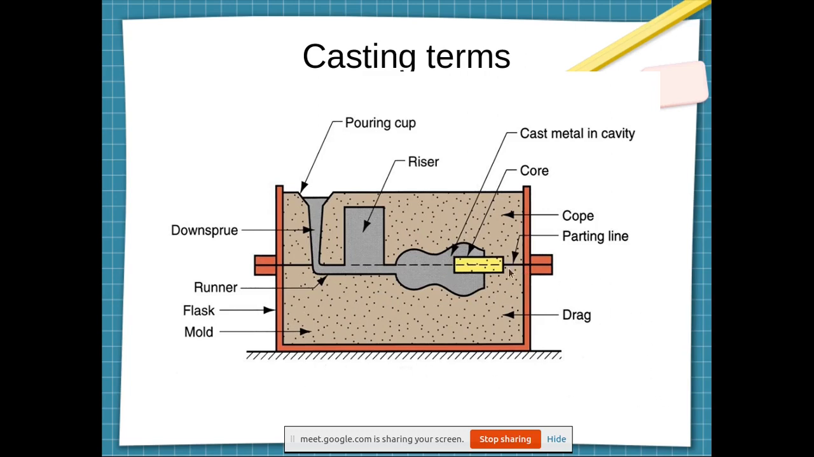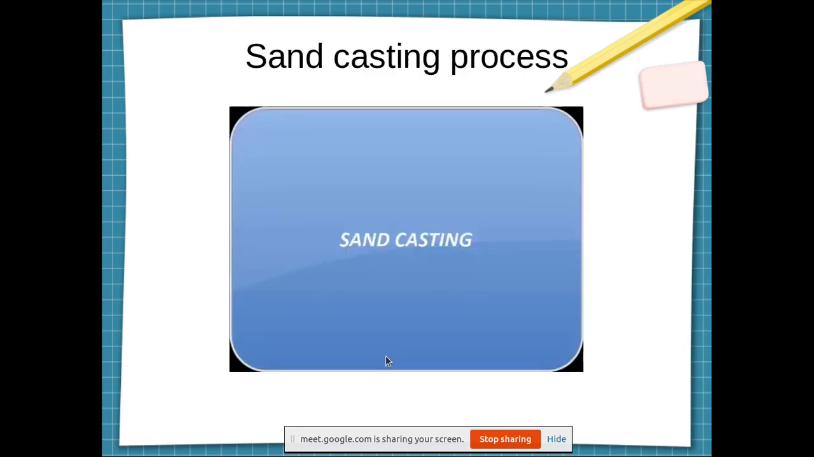Now, there's something known as a parting line. This is a partition that will help you remove these boxes. It will give you a guide on which part is the bottom and which part is the top. A runner is the path that the molten metal will take into the cavity of the mold. The mold is now the sand. Yes. Now, let us look at the process of sand casting.